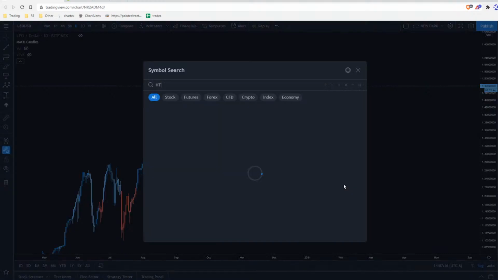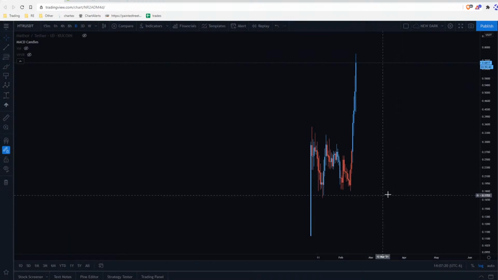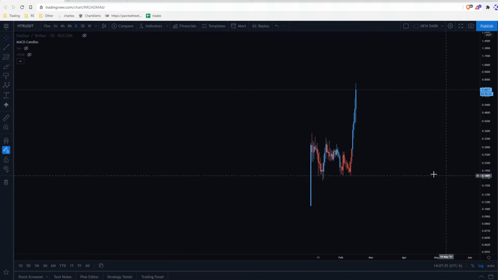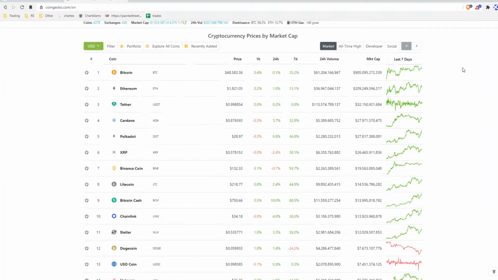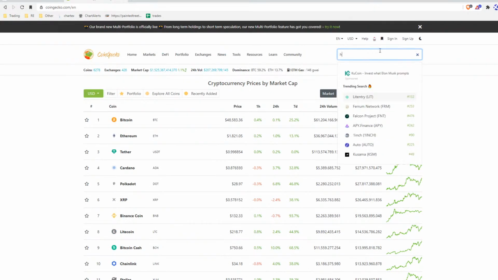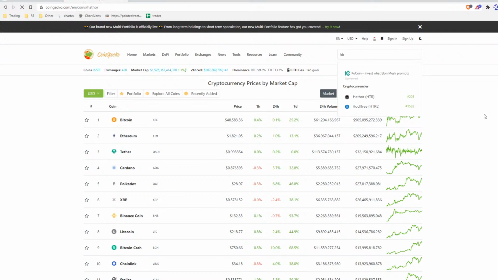HTR, again, I have no idea what HTR is. It's only on a KuCoin chart. Oh my god. So I personally would not be touching this. It looks great. Probably some opportunity there. But it's so high that I don't see any reason for me to invest in that.